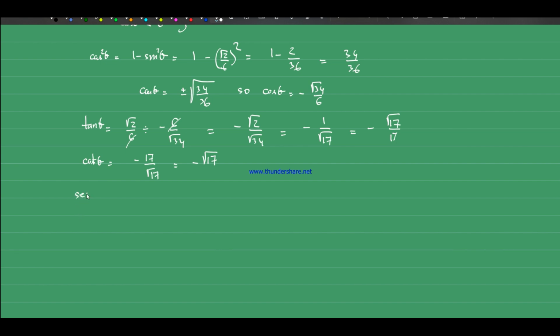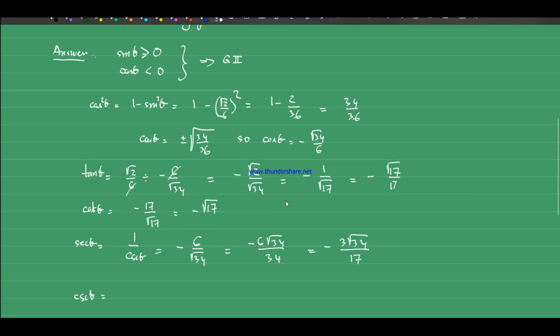And secant is 1 over cosine theta. So that gives you negative 6 over square root of 34, which gives you negative 6 square root of 34 over 34, which you have to simplify, so negative 3 square root of 34 over 17. Alright, that's secant. And now we can get cosecant theta, which is 1 over sine.